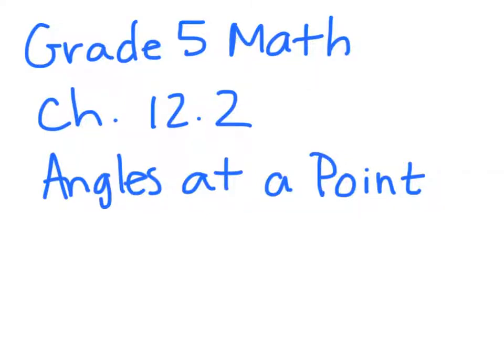This is chapter 12.2, Angles at a Point. In our last lesson, we learned that angles on a line will always equal 180 degrees. Today, we'll understand and apply the property that the sum of angle measures at a point will always be 360 degrees. Let's begin.